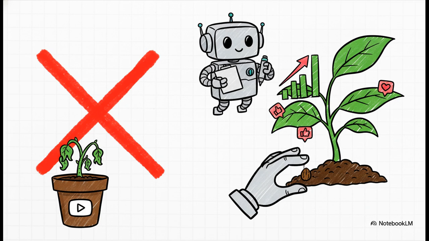The algorithm treats every single upload like a brand new experiment. A video getting 100 views does not, in any way, mean your next video can't get 100,000. Your channel isn't dead, it's just learning. You just have to keep uploading.